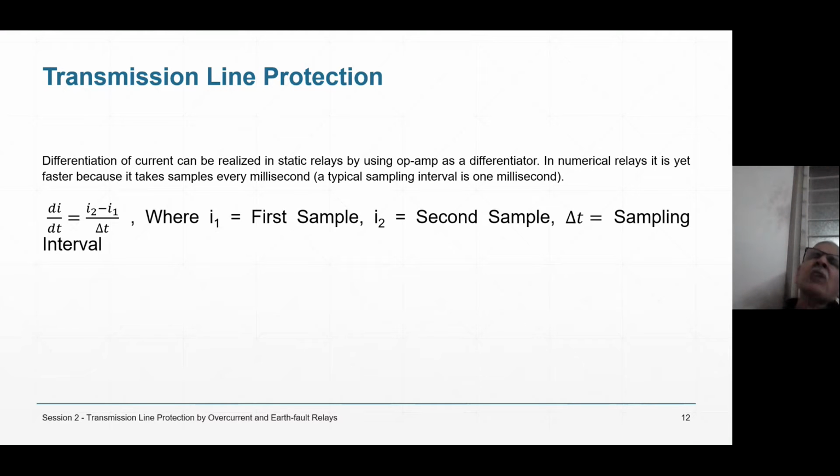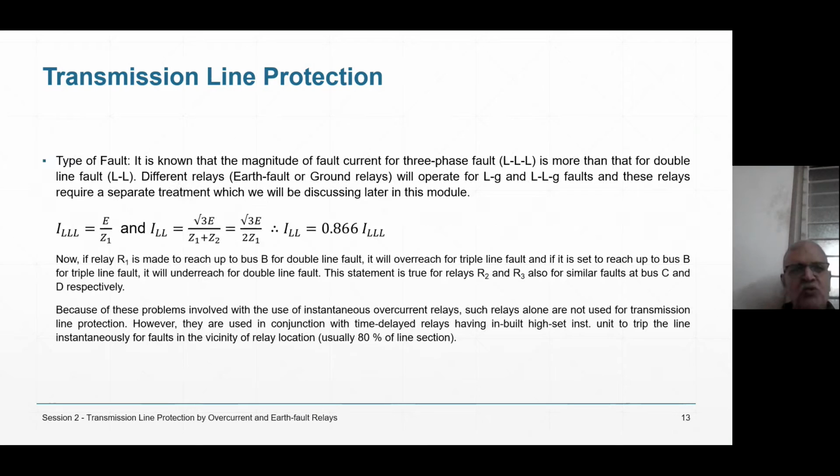If L is 10 times R, then my R by L is 10%, then my attenuation becomes 10%. That means if the relay is overreaching by 20%, now it will overreach only by 2%. And if I double differentiate, then it will overreach by only 0.2%. So solutions are there in the numerical world, right? But in the electromagnetic world, there were no solutions. So that is one thing.